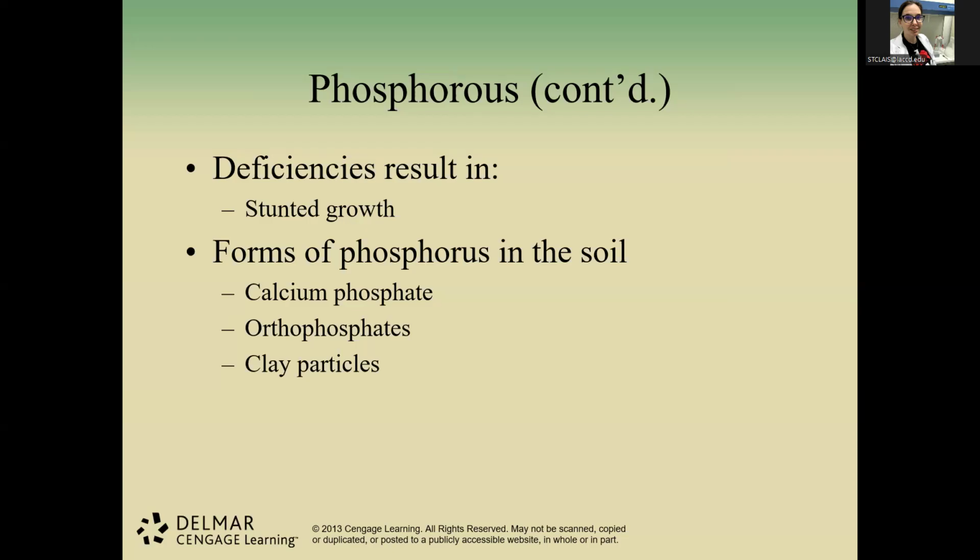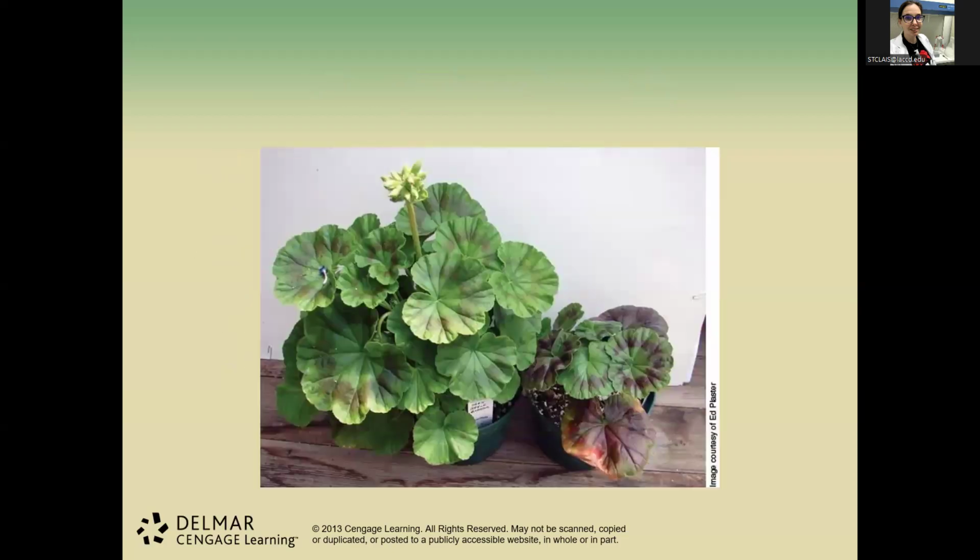Different forms of phosphorus that we will see in the soil include calcium phosphate, orthophosphate, as well as phosphorus bound to clay particles. Here we have greenhouse geraniums that show classic phosphorus deficiency symptoms. The deficient plant is on the right. It's stunted and dark green, but it has a purpling of older leaves. The symptoms may result from low soil phosphorus or cold soil inhibiting phosphorus uptake. So cold temperatures can also lead to a phosphorus deficiency.